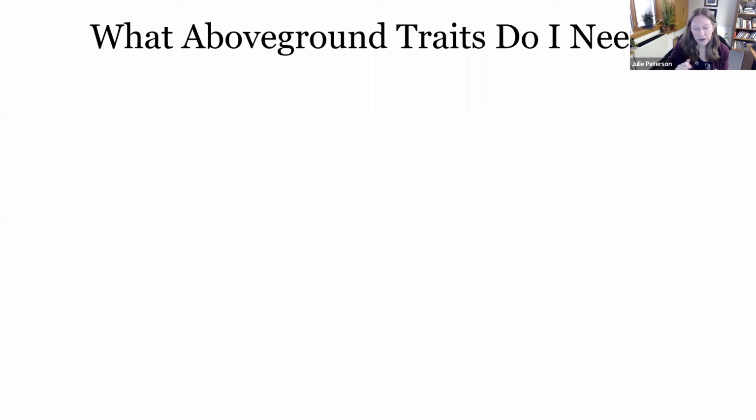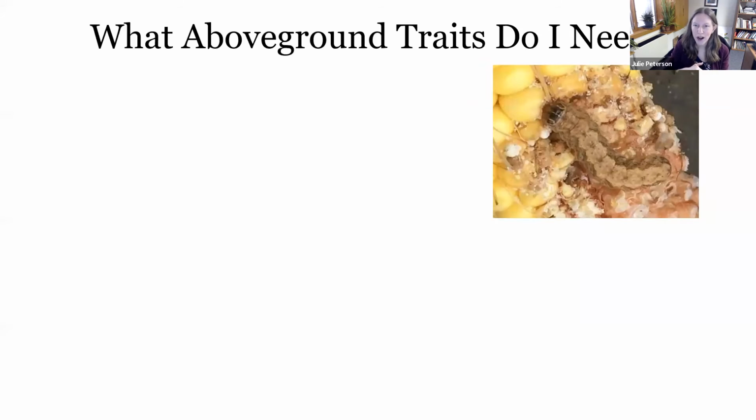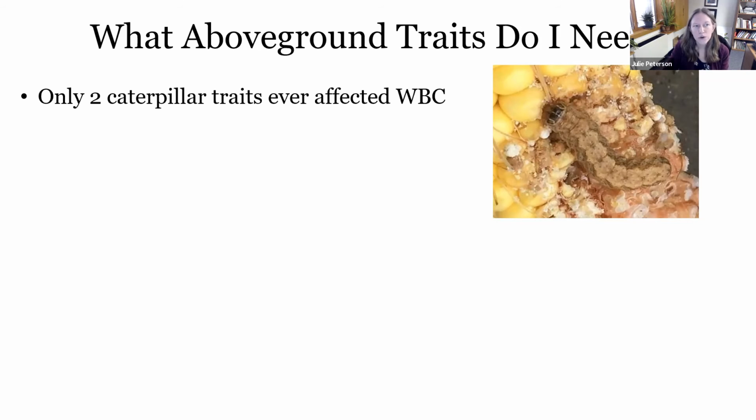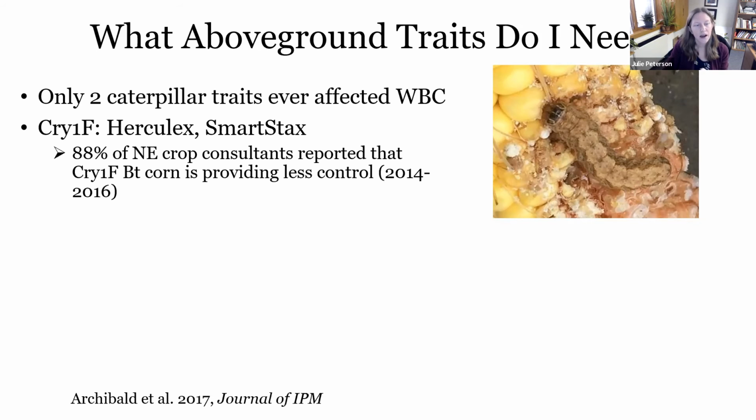Now, of course, being out here in West Central Nebraska, we're going to focus quite a bit on Western bean cutworm. So, caterpillar pest I haven't talked about yet. Only 2 of the caterpillar traits ever did anything for Western bean cutworm. The first one was Cry1F. This is a protein that's found in Herculex. It's one of the proteins in Smart Stacks.